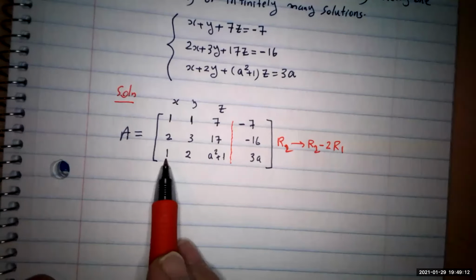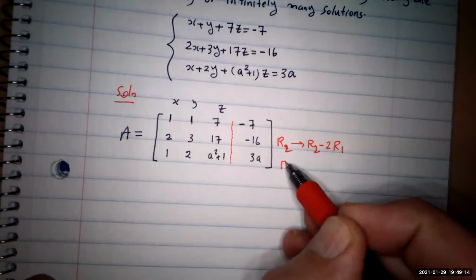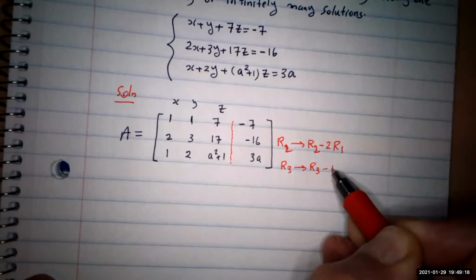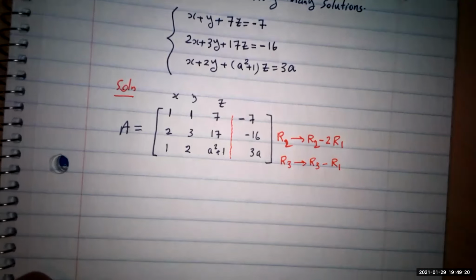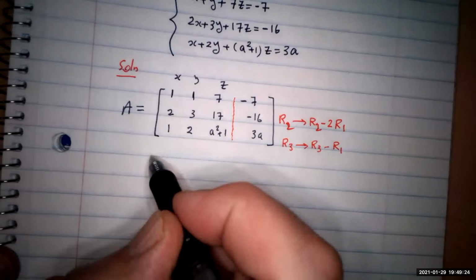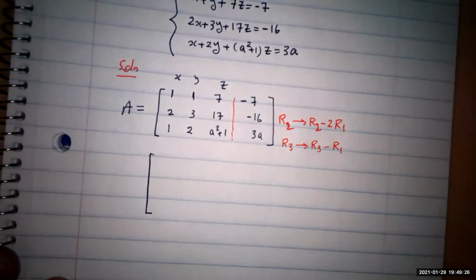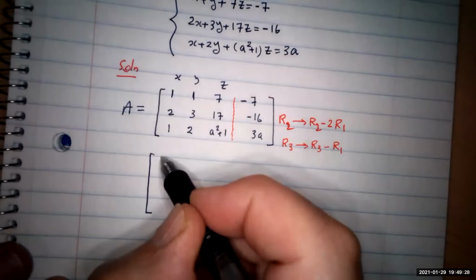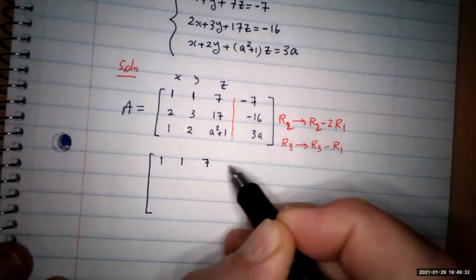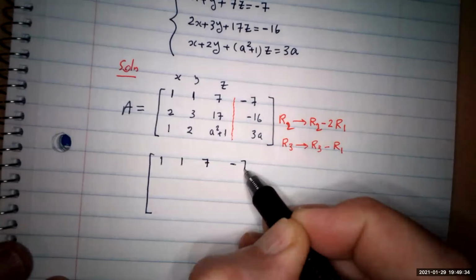And then you want to make this one 0. This is easy. It's going to be R3 minus R1. Quickly we'll be able to take care of the first row, first column. So the first row is as is. It's going to be 1, 1, 7, and this is a negative 7.